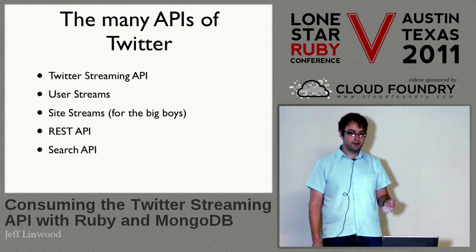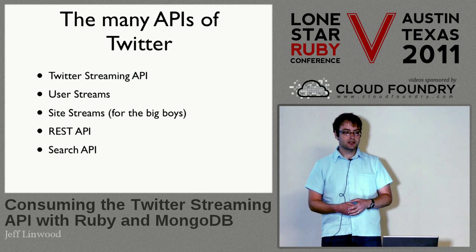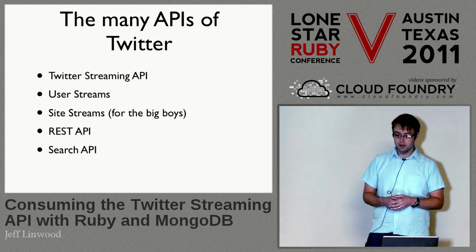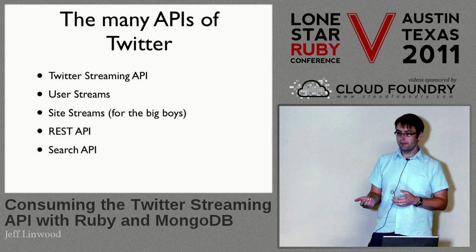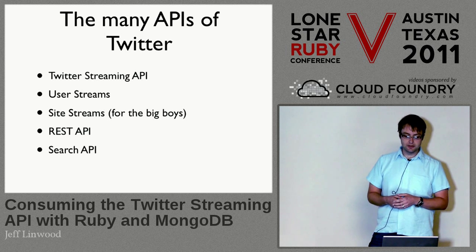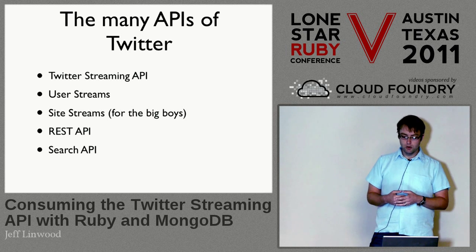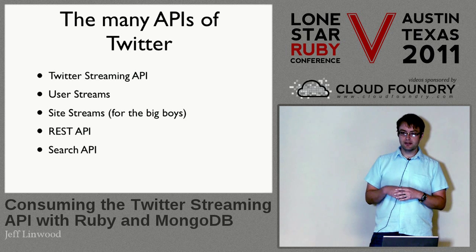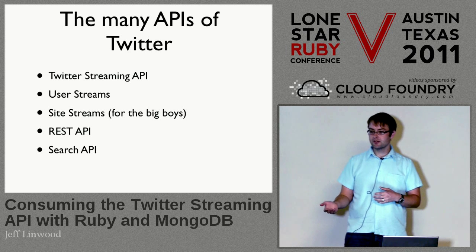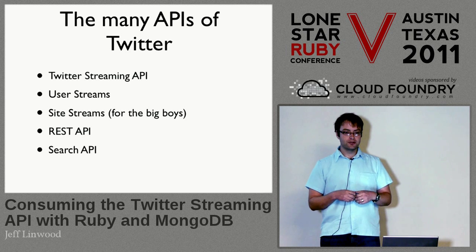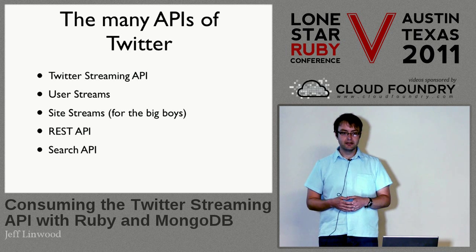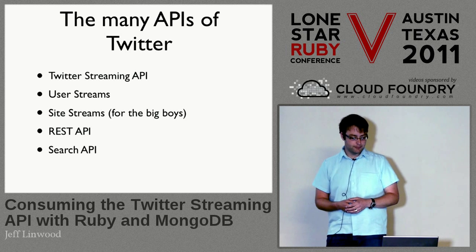A lot of people are familiar with the Twitter REST API. That's actually the most common way of interacting with Twitter. If you use the Twitter Gem with Ruby, that uses the REST API for most of its stuff. It's a great way of pulling down, for instance, the latest 150 tweets about something. Or if I wanted the last tweets by a person, for instance, Jeff Linwood, I could call the REST API and say, hey, send me the last 100 tweets by Jeff Linwood, and it would send that over in JSON format.